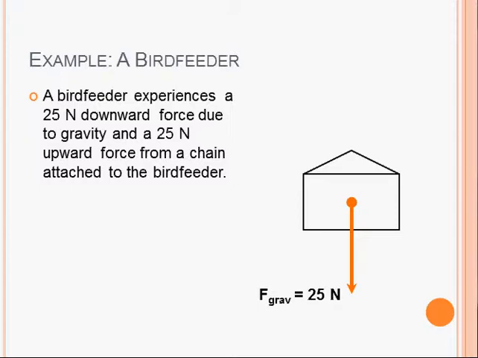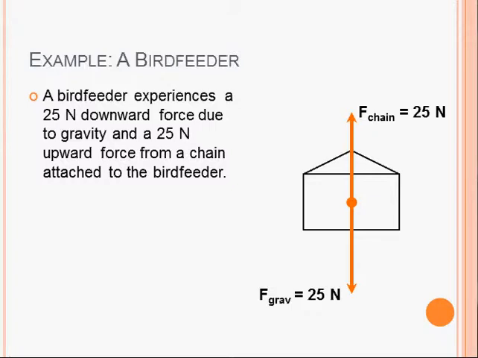The other force I have is a 25 Newton upward force. So I'm going to put that on there. And again, start from the center of the object. It's equal in magnitude, so I'm going to try and draw the arrows to be the same length. And I'm going to label it. In this case, I'm going to call it F chain for the force of the chain. And again, that's going to be 25 newtons.